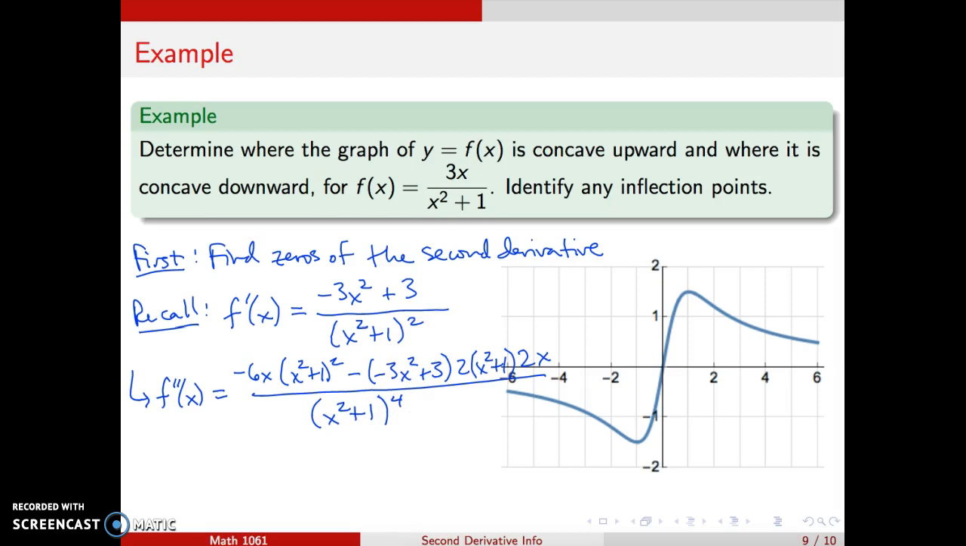Now one thing I can do real quick to help out, I've got a common factor here. I can lose one of those in the denominator. And so this ends up being negative 6x times x squared plus 1 minus 4x times negative 3x squared plus 3, all over x squared plus 1 cubed. Again, we're going to note that this is defined everywhere, so we don't have any problems where it doesn't exist. We're strictly looking for zeros.